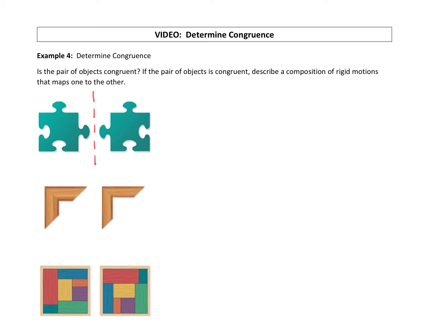So we would say that yes, these are congruent because a reflection across a vertical line maps one puzzle piece to the other. And we'll just make a note, we had a reflection. That was our rigid motion.